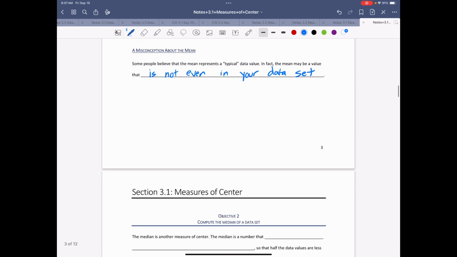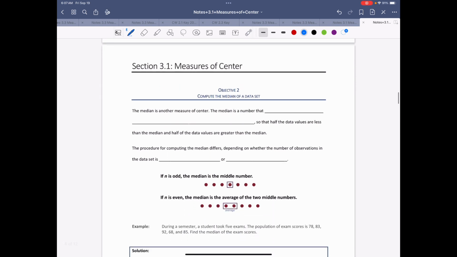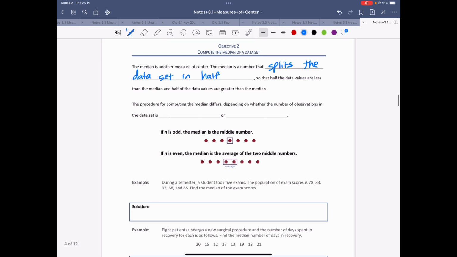Now, I want to talk about a median next. The median is another measure of center. The median is a number that splits the data set in half. Half of the data values are less than the median, and half of the data values are greater than the median.